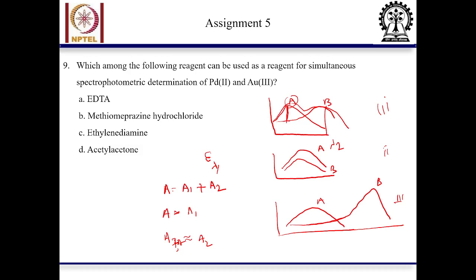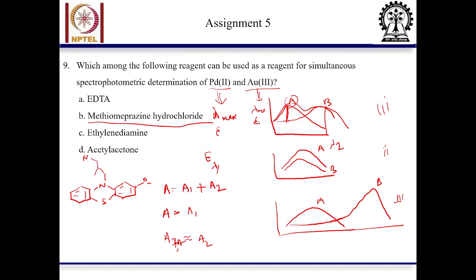So we have to find out which complex palladium and gold 3 will form, such that this one has a particular lambda max and epsilon, and this one has a different lambda max and epsilon, and they are more or less separated. The compound is called methionine paragene hydrogen chloride. I will just write the structure for this. We have benzene, N, S, O. So the structure is something like this.